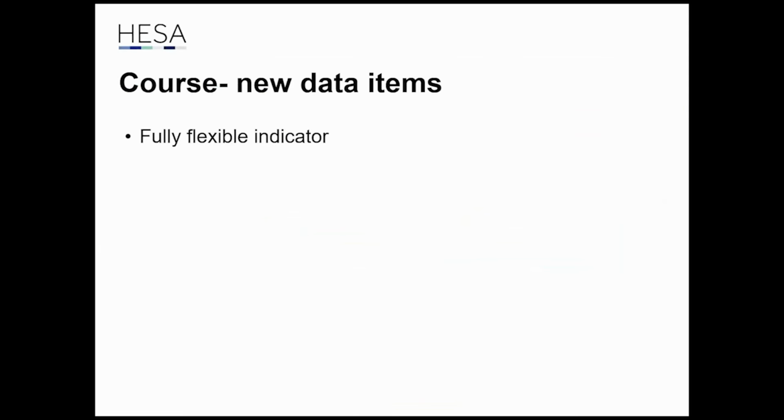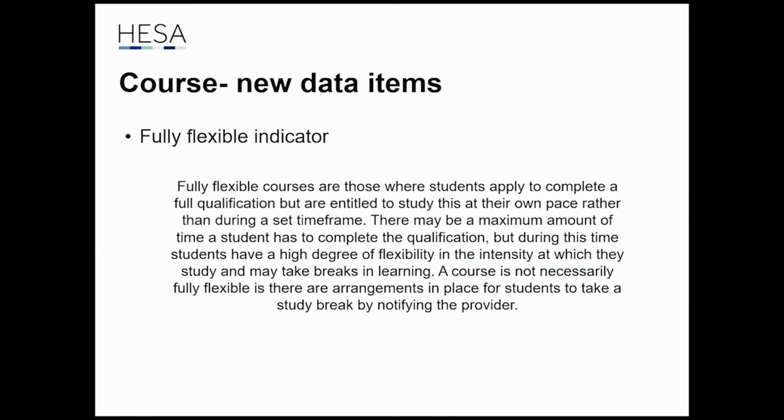We have our fully flexible indicator. So this is returned for any fully flexible courses to indicate that that is the type of course that it is. I'll put the definition up, but I'm not expecting you to read all of this. Essentially, this is courses where the students have a high degree of flexibility over their intensity of study. They might study discontinuously, and when they sign up to a given module, they may have an extended period of time to complete that and can study at their own pace rather than during fixed periods.